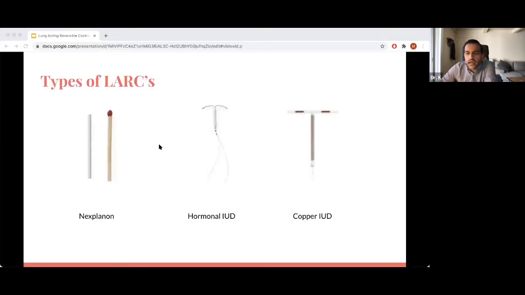Yes, I can. So I included three really basic pictures of different contraceptives that we use in our clinic. The one on the left is a Nexplanon, also called an implant or an Implanon. It used to be called an Implanon a couple of years ago. The one in the middle is a hormonal IUD, and the one on the right is a copper IUD. So those are the three that I'll be talking about primarily today.